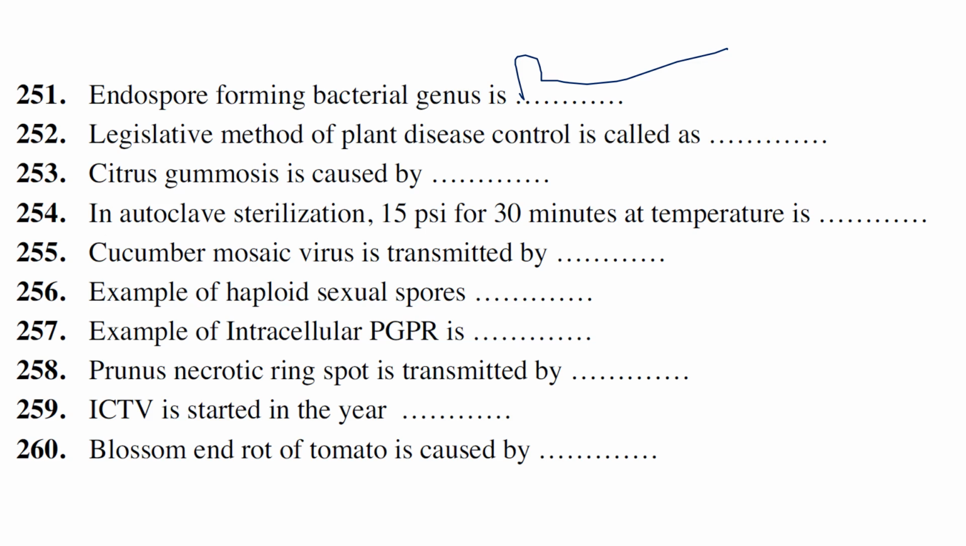The legislative method of plant disease control is known as quarantine. We can also call it exclusion. Sorry, the legislative method, right? That is exclusion. Quarantine is the overall method, right? Both answers will generally come. If only quarantine is given in the options, go with quarantine. If there is no quarantine and exclusion is there, then go with exclusion. So for the legislative method of plant disease control, either quarantine or exclusion will come.